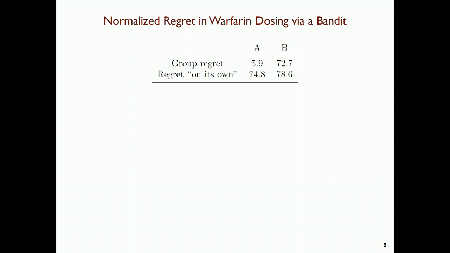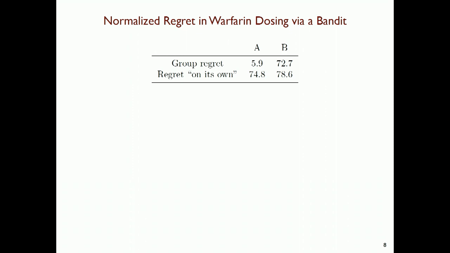Now, when they're both part of the same experiment, each group benefits from learning from the other group, and as such, the number of mistakes you see for each group goes down. For group A, it goes down from 75 mistakes to something like 6 mistakes. For group B, it goes down from 78 point something odd mistakes to 72 mistakes.